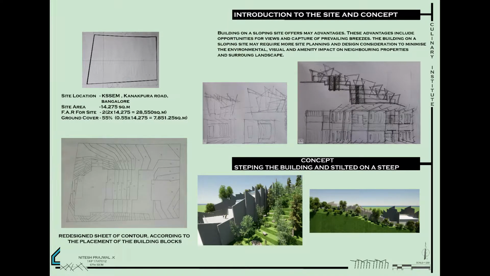Introduction to the site and the concept. The site is located in Kanakpura Road, KSSEM College, and it is a contour site. The total area of the site is 14,275 square meters. The ground coverage is 55%, that is 7,850 square meters. The main concept of the design is stepping the building and stilting it on the steep slope.